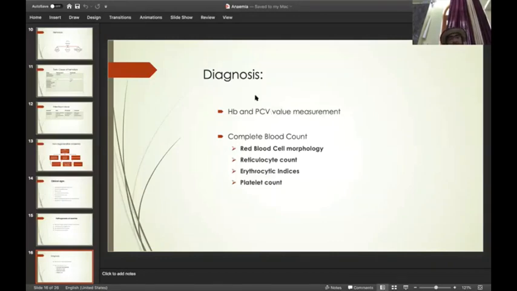So for diagnosis, you have to depend on the clinical signs. You have to see the mucous membrane. Along with that, you have to calculate hemoglobin as well as PCV value. Besides that, we have to see the size and shape of the RBC. When you go for blood smear examination, you will very well appreciate the shape and size of the RBC. For that, we have red blood cell morphology, the reticulocyte count, the erythrocytic indices, and the platelet count is also very, very important.